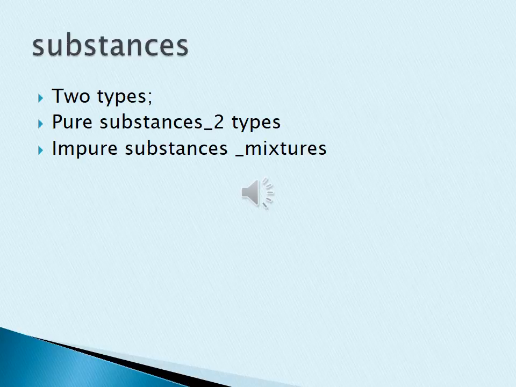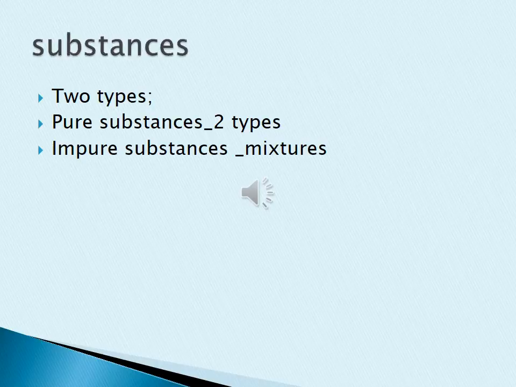Now, second point: elements cannot be broken down into simpler substances, because there is only one type of atom. So they cannot be broken down into simpler substances.